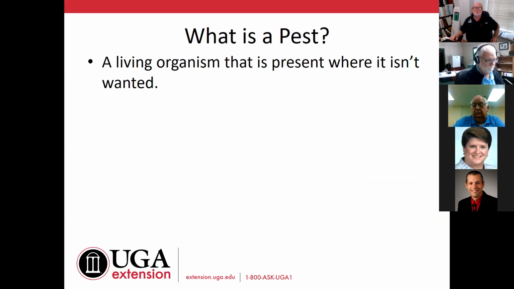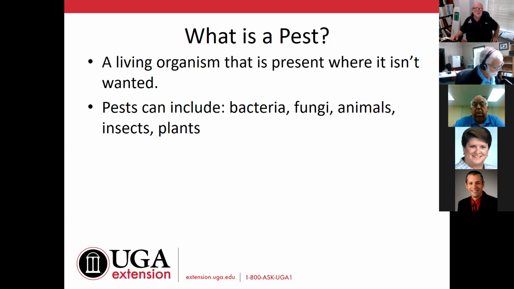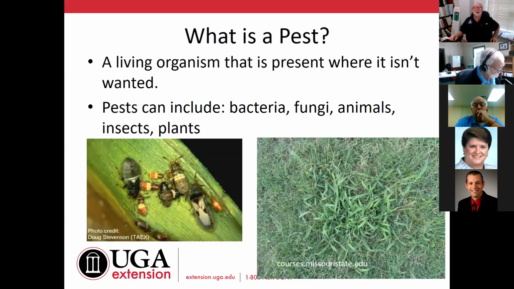A pest is a living organism that's somewhere we don't want it. A weed is often referred to as a plant that's out of place. Insects on crops where we don't want them. Not only do pesticides include insects and weeds, but also bacteria, fungi, nuisance animals. And then, of course, we talked about the insects and plants, such as the crabgrass or the chinch bugs and other insects that we occasionally deal with.